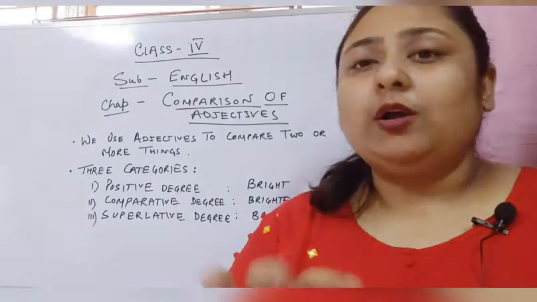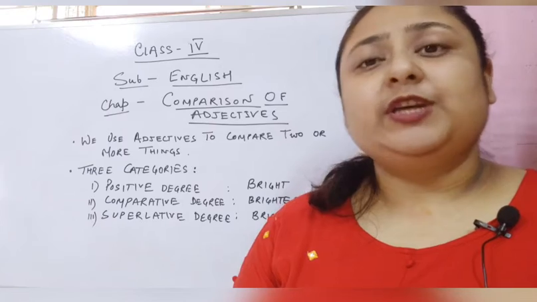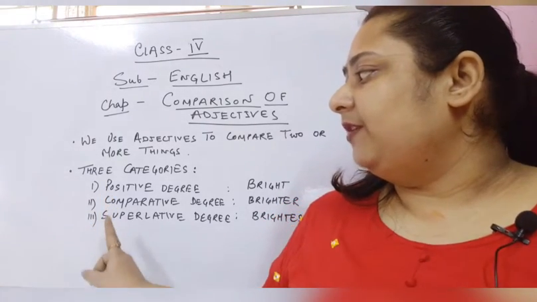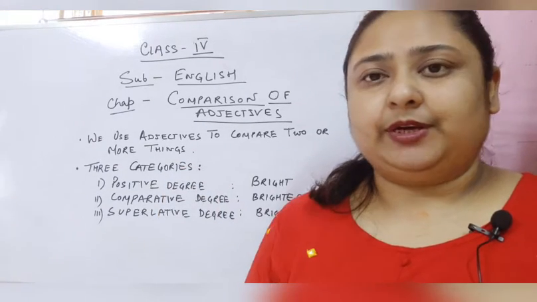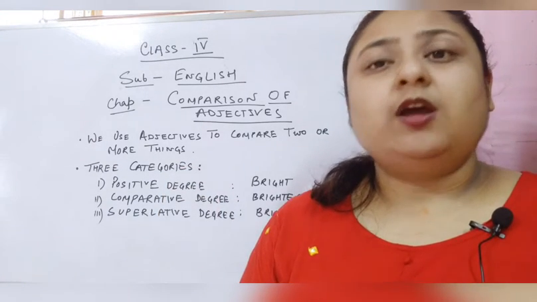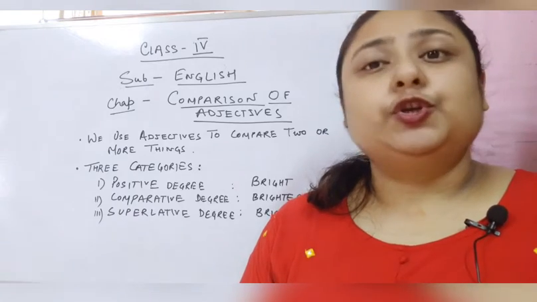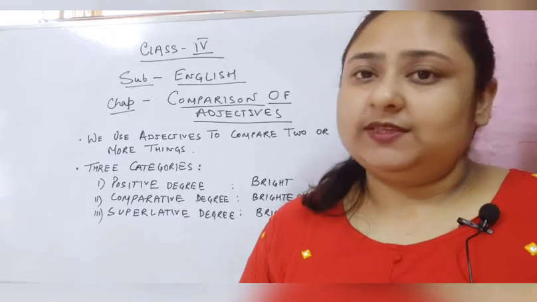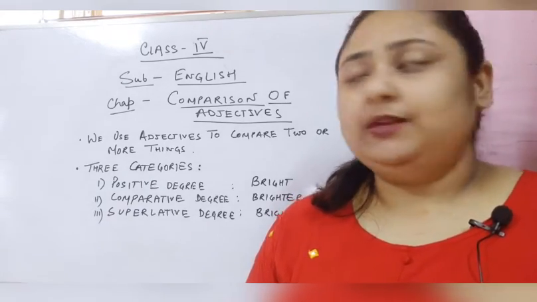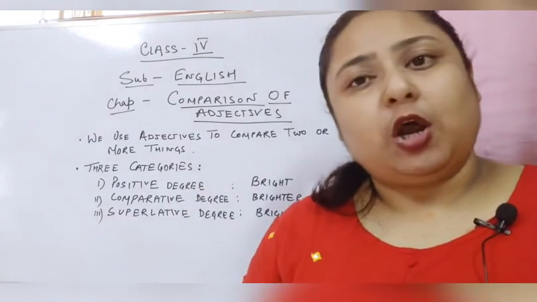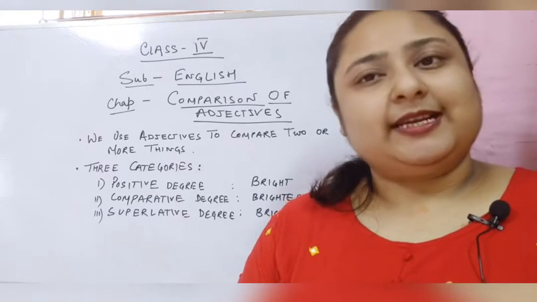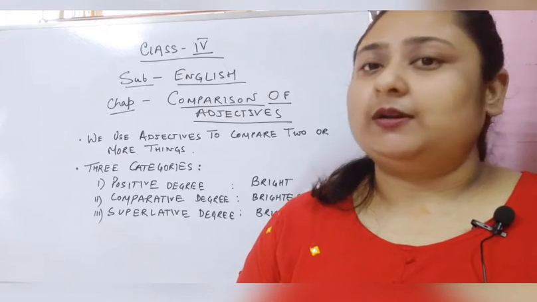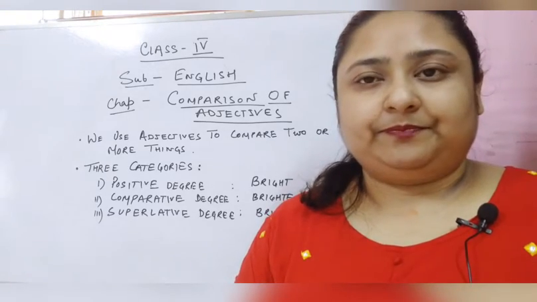So children, all the adjectives can be put into three categories. These are positive, comparative, superlative degree. What is positive degree? When an adjective does not show any comparison, that is known as positive degree. For example, bright, tall, short, etc. These words do not show any comparison amongst any object.